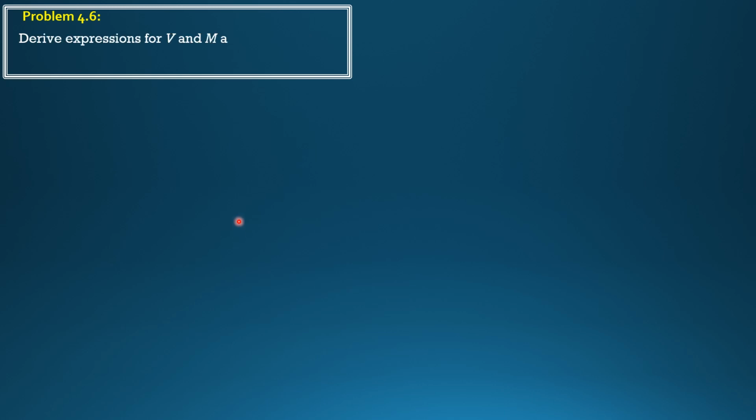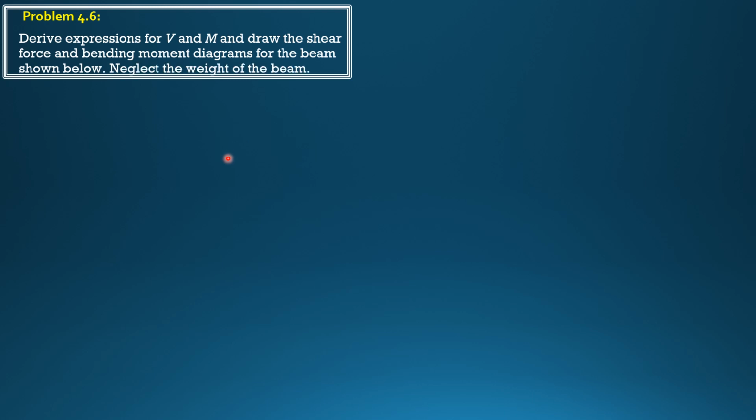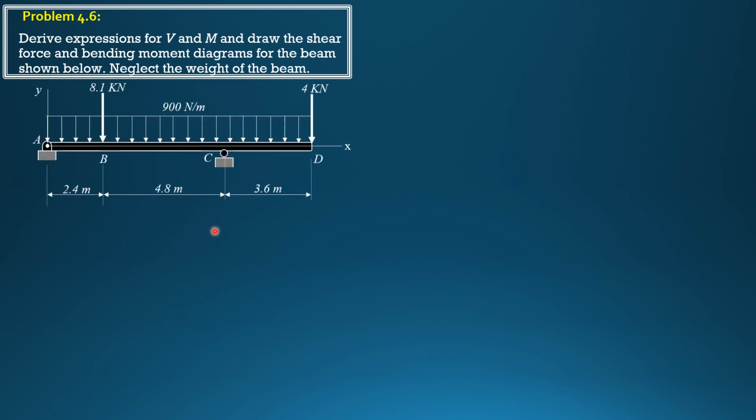Then for the next problem, derive expressions for shear and moment and draw shear force and bending moment diagrams for the beam shown below. Neglect the weight of the beam. So here we go. First, let's compute for the reactions. Call that AY, and R sub C, AX is 0, of course.